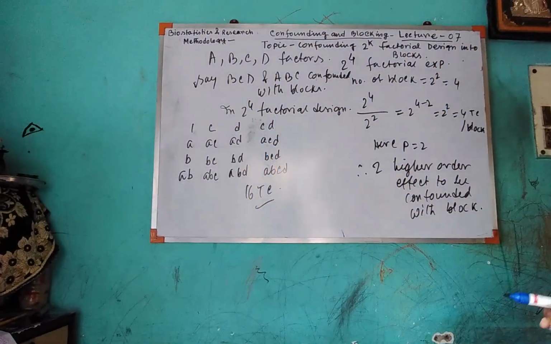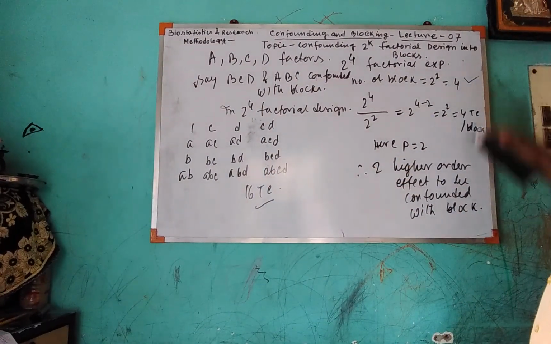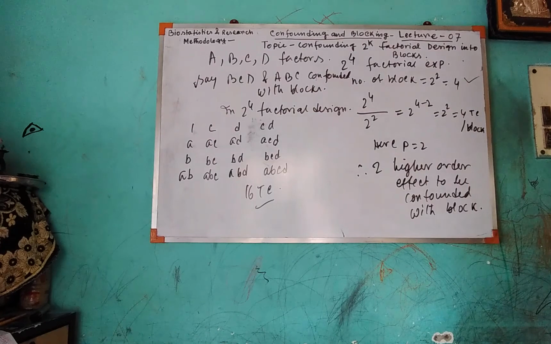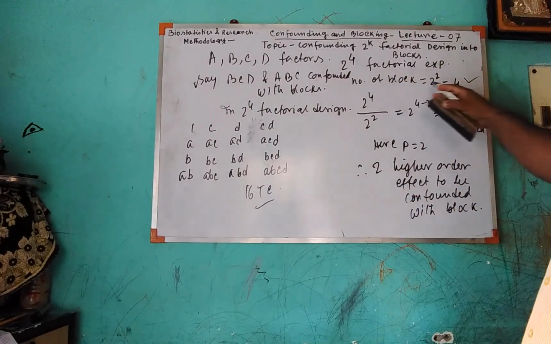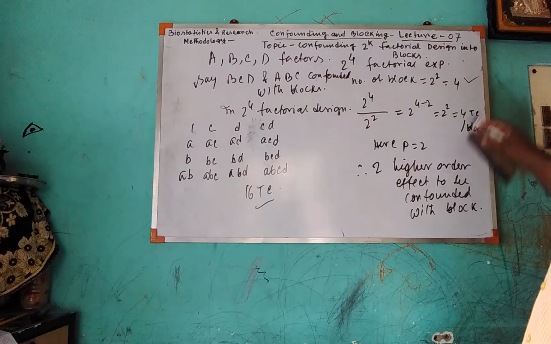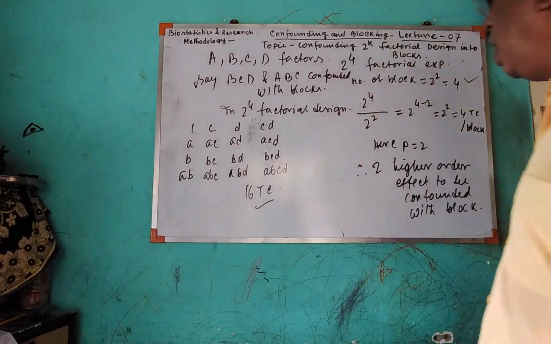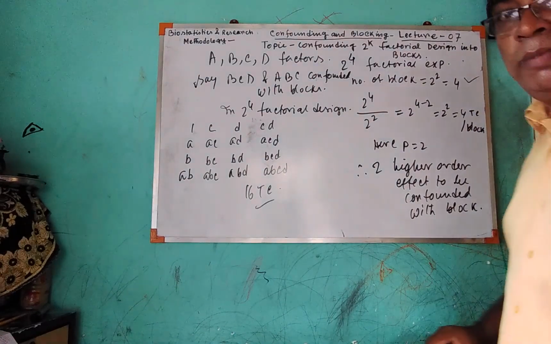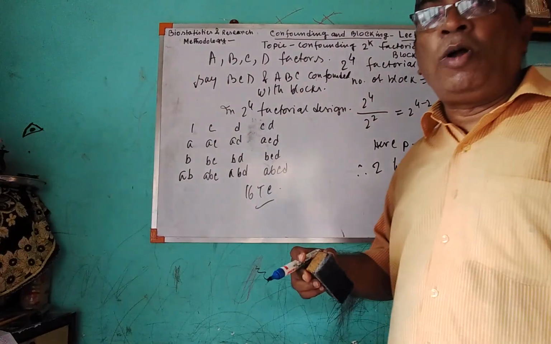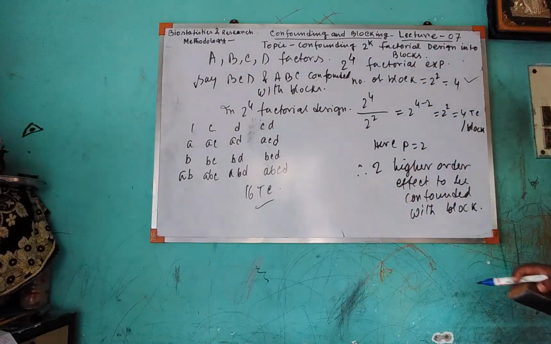Okay. So now we have to arrange these 16 treatment combinations into 4 blocks. Each block will have 4 treatment combinations. Now what is our main aim? The main aim is to find the principal block. If we get the principal block, automatically we get the other blocks by applying the multiplication rule.